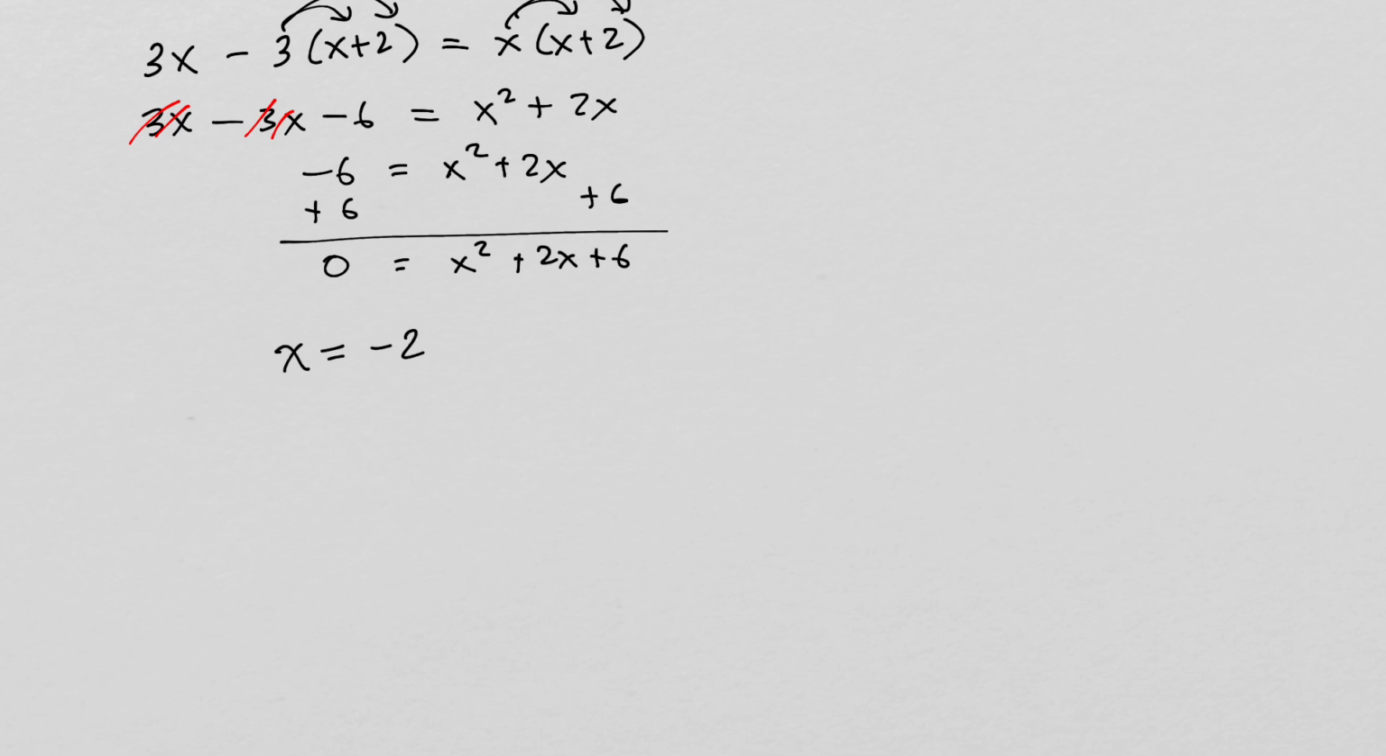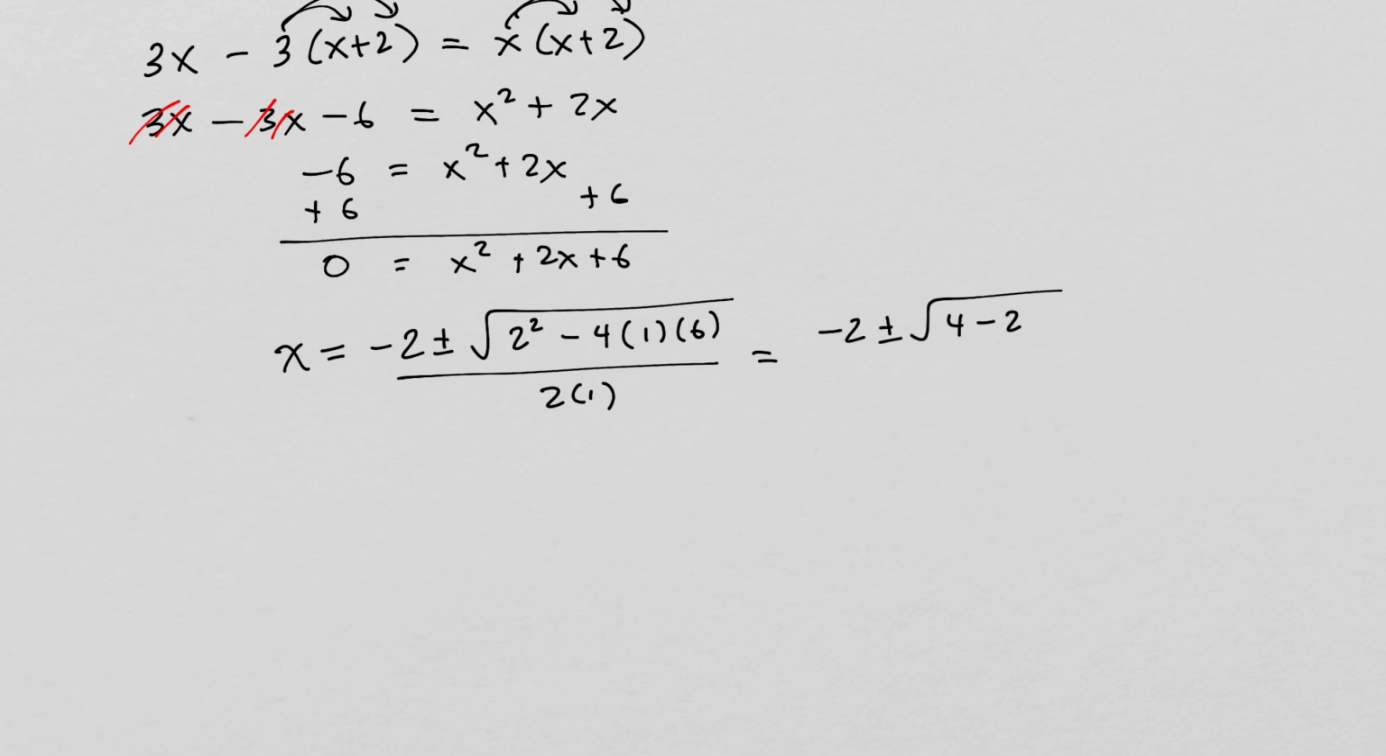x will be negative 2 plus or minus the square root of 2 squared minus 4 times 1 times 6, all divided by 2 times 1. This is negative 2 plus or minus the square root of 4 take away 24 divided by 2, which is negative 2 plus or minus the square root of negative 20 divided by 2. Now, once again, please don't cancel these. We need to simplify this first.